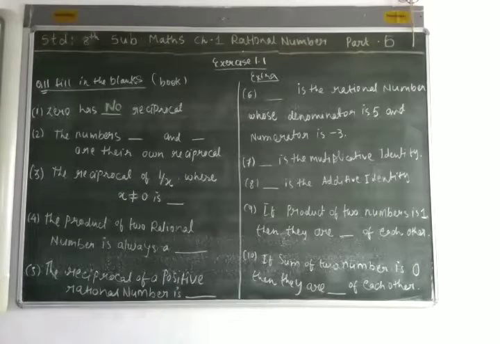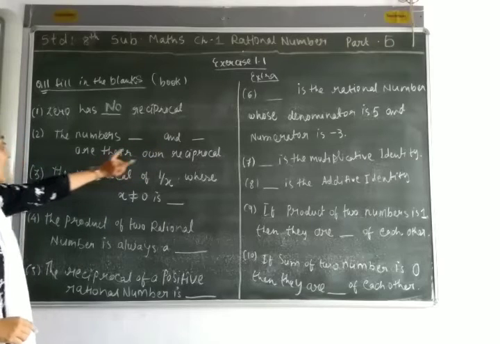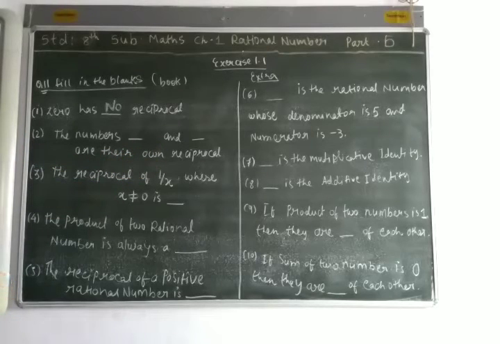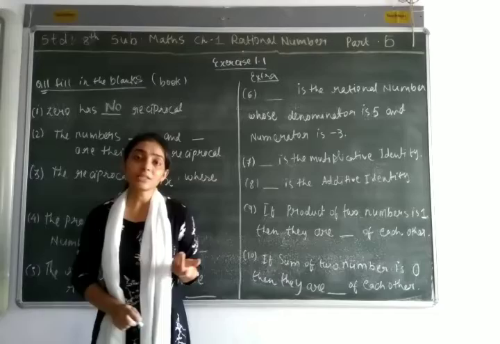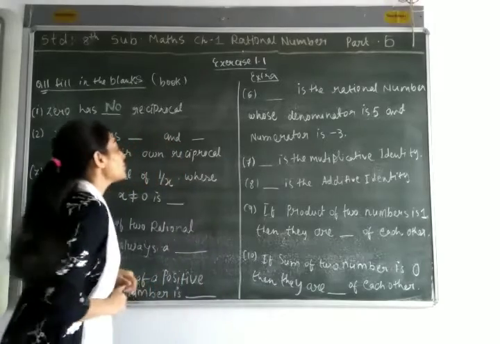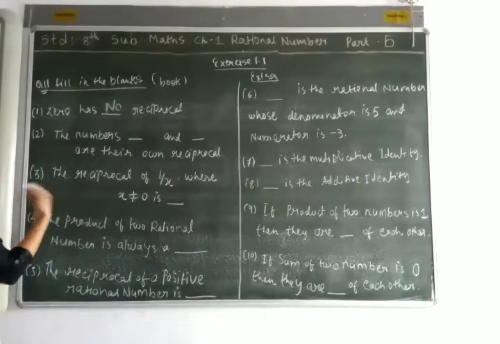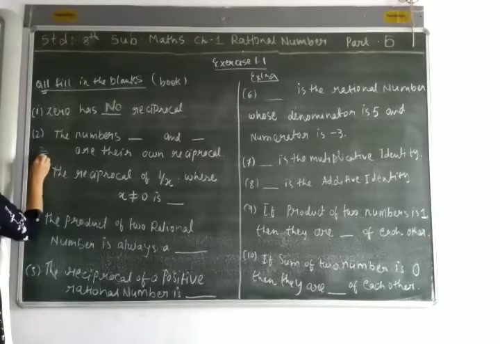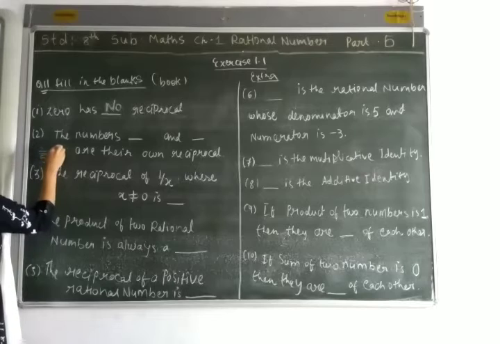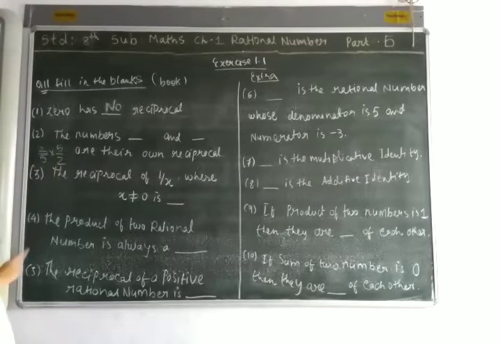Now the next one. The numbers blank and blank are their own reciprocals. It means when you invert it, you will get that number only. Take any other number, say 2 by 5. If I take the reciprocal, it is 5 by 2. These are two different numbers.